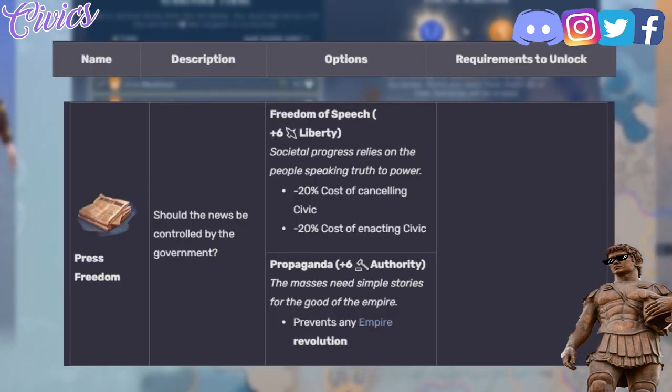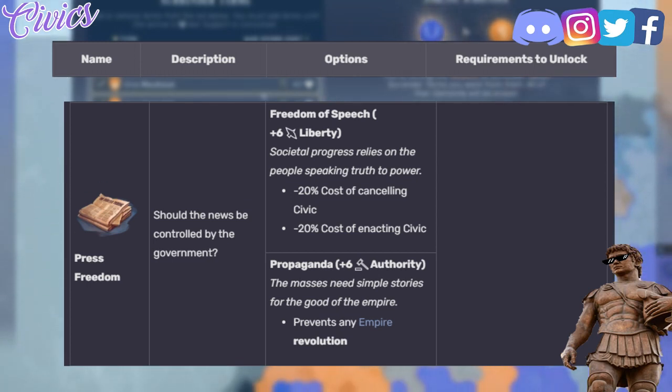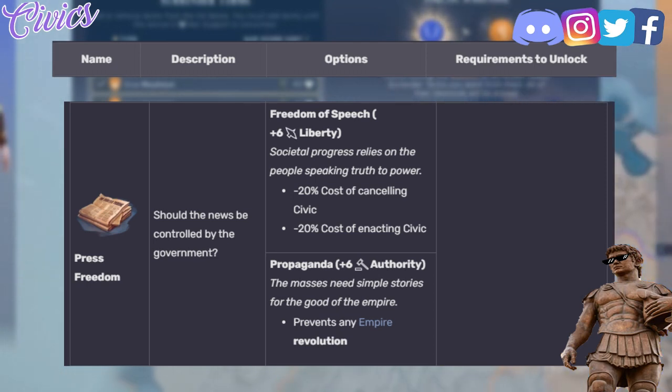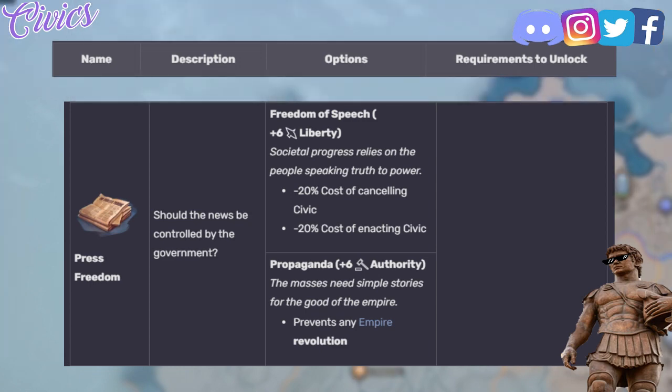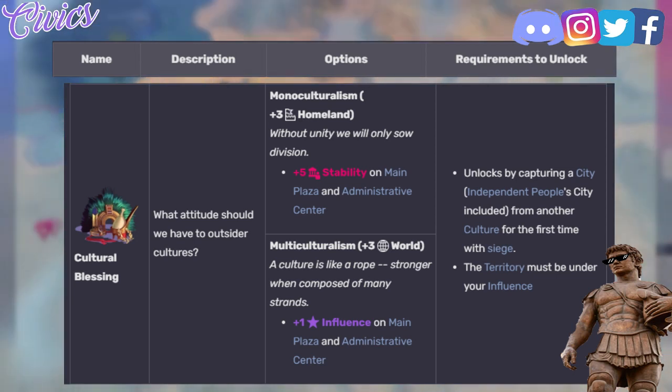Press freedom. Should the news be controlled by the government? Option A, freedom of speech, +6 liberty: societal progress relies on the people speaking truth to power. Receive -20% cost of cancelling civic and -20% cost of enacting civic. Option B, propaganda, +6 authority: the masses need simple stories for the good of the empire. Prevents any empire revolution.